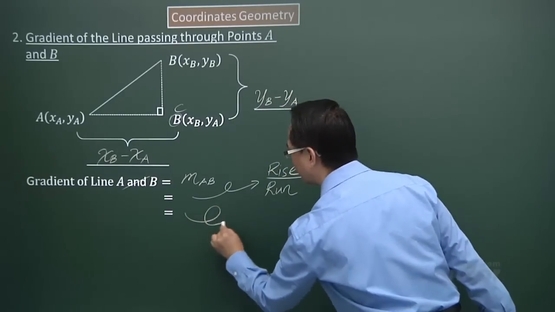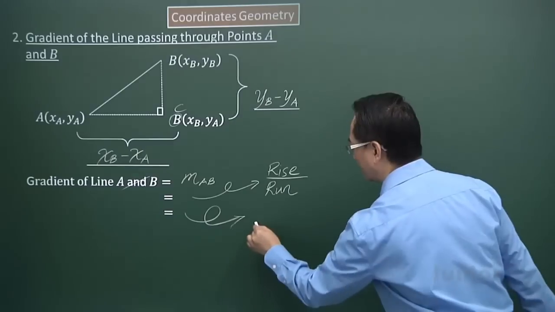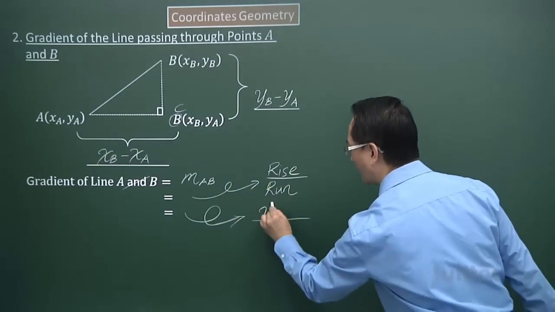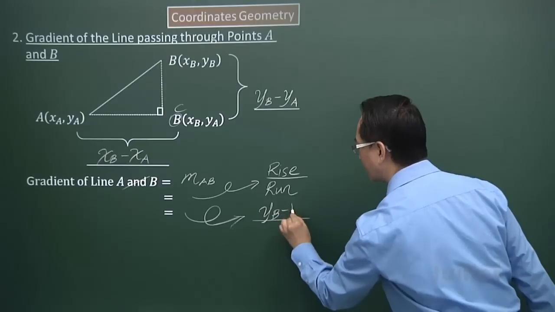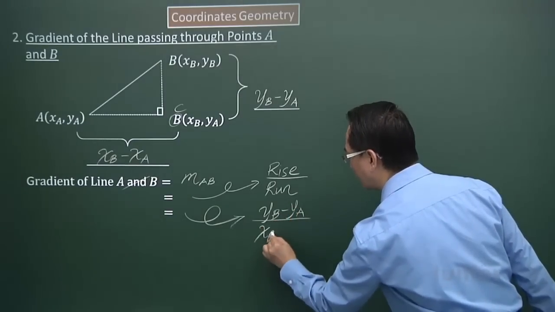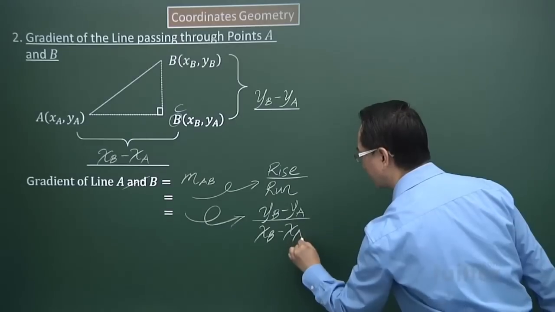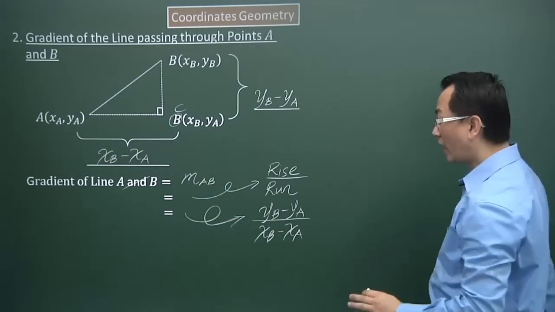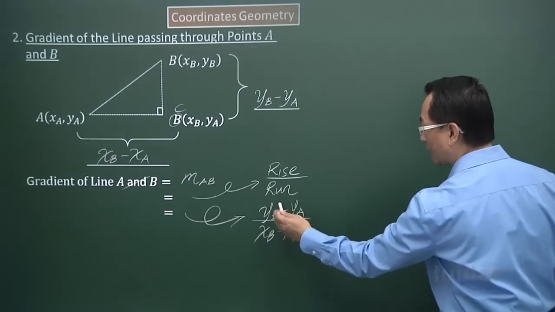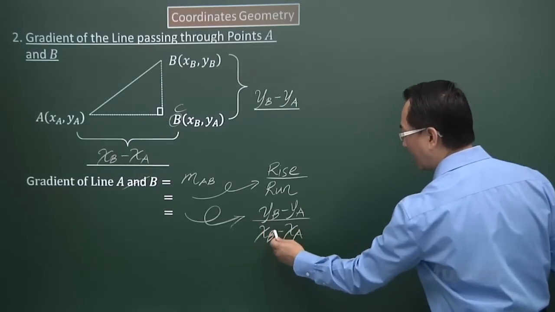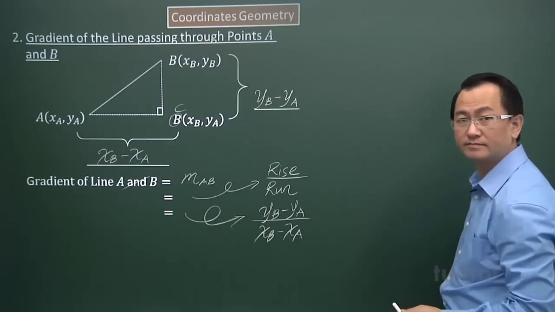Another formula is to replace the rise with YB minus YA divided by XB minus XA. I can also have YA minus YB divided by XA minus XB.